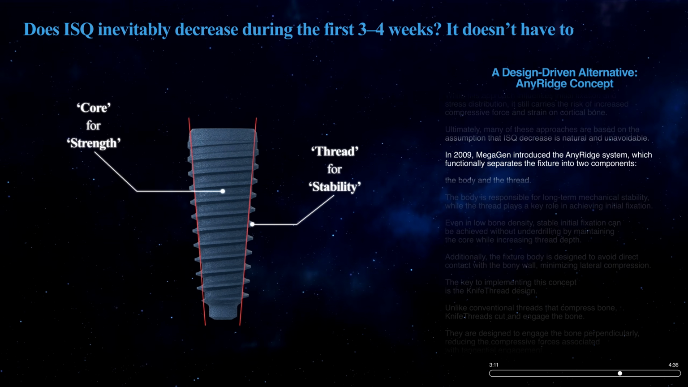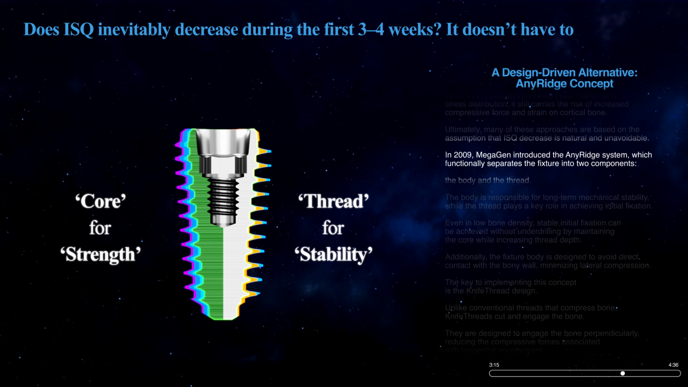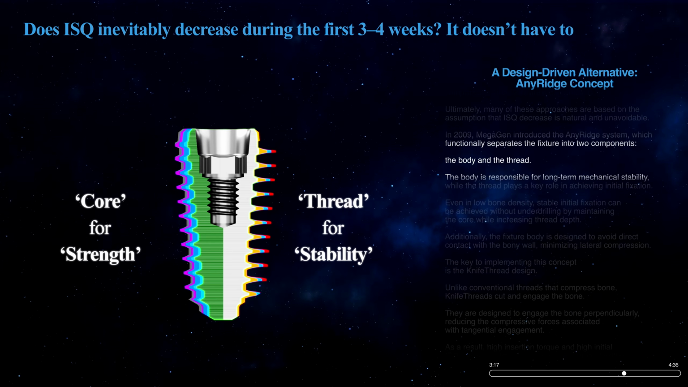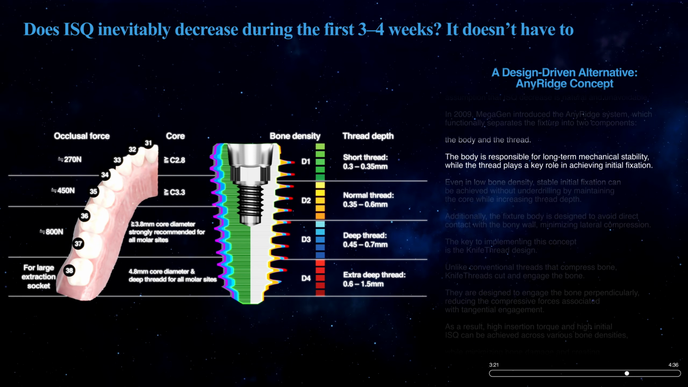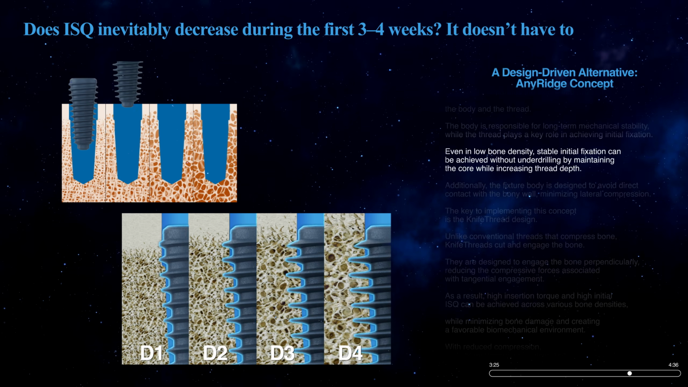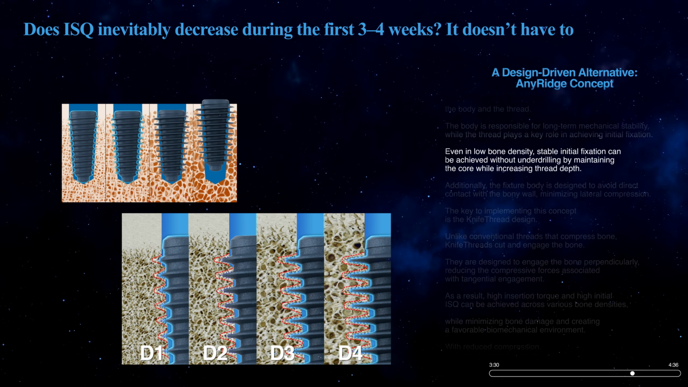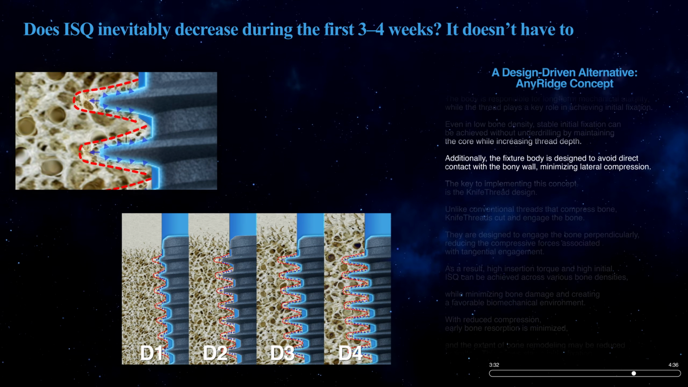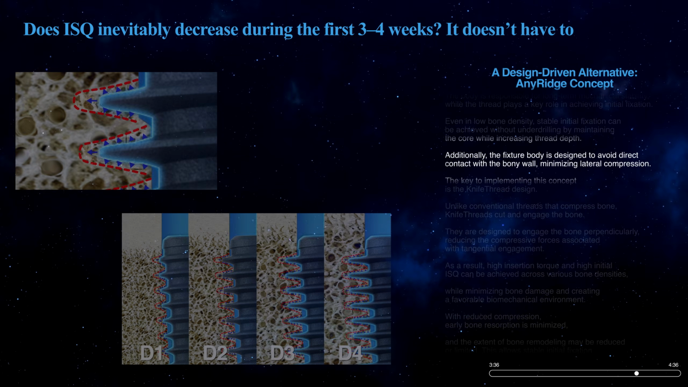In 2009, MegaGen introduced the Anyridge system, which functionally separates the fixture into two components, the body and the thread. The body is responsible for long-term mechanical stability, while the thread plays a key role in achieving initial fixation. Even in low bone density, stable initial fixation can be achieved without underdrilling by maintaining the core while increasing thread depth. Additionally, the fixture body is designed to avoid direct contact with the bony wall, minimizing lateral compression.